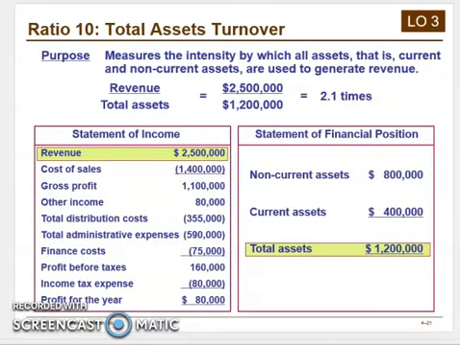So we also have total asset turnover. Of all of our assets that we're using to generate revenue, how many times our total assets are we generating in revenue? So it's revenue divided by our total assets. So 2.5 million divided by 1.2 million is 2.1 times. So again, how intensely are we using all of our assets to generate revenue?